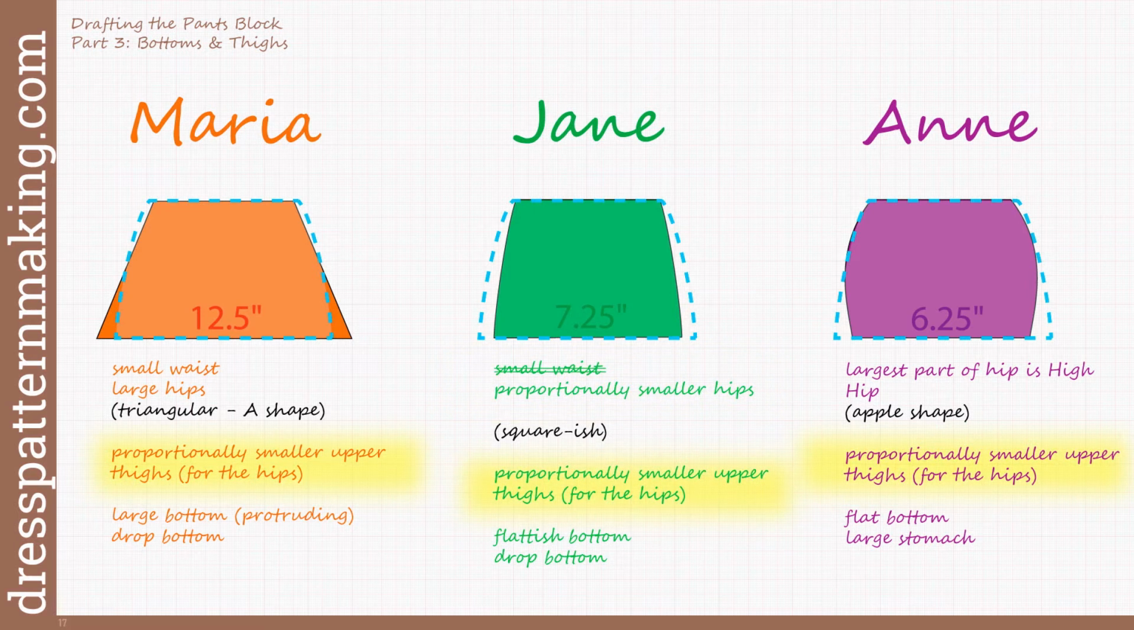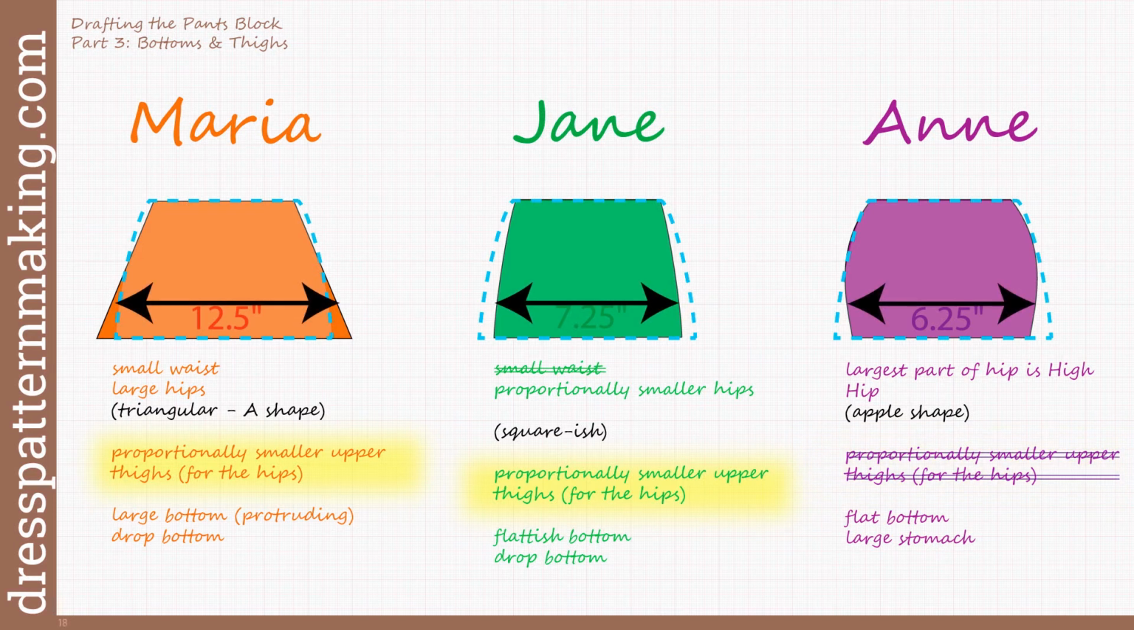The other issue, which is highlighted in yellow here, is that I described all of our thighs as proportionally smaller. Now, this can be kind of confusing. Well, it's right if you define the hips as the widest part of your body below the waist. In that case, then Anne has proportionally smaller thighs. But then that's not really right, because then the comparison is on her stomach rather than her hip. If you compare Anne's thigh to her low hip, which for her makes sense, then she doesn't have proportionally smaller thighs. She's about spot on, so I've crossed that out.